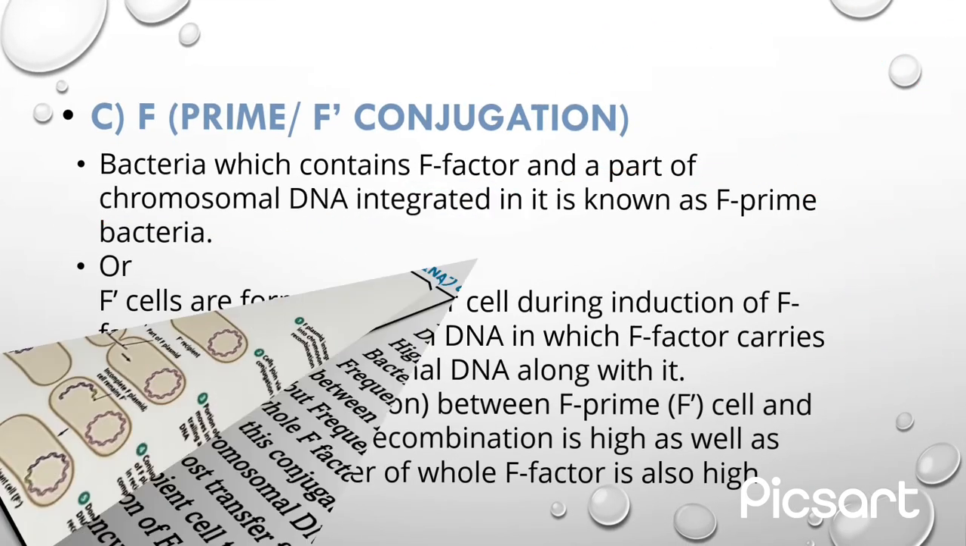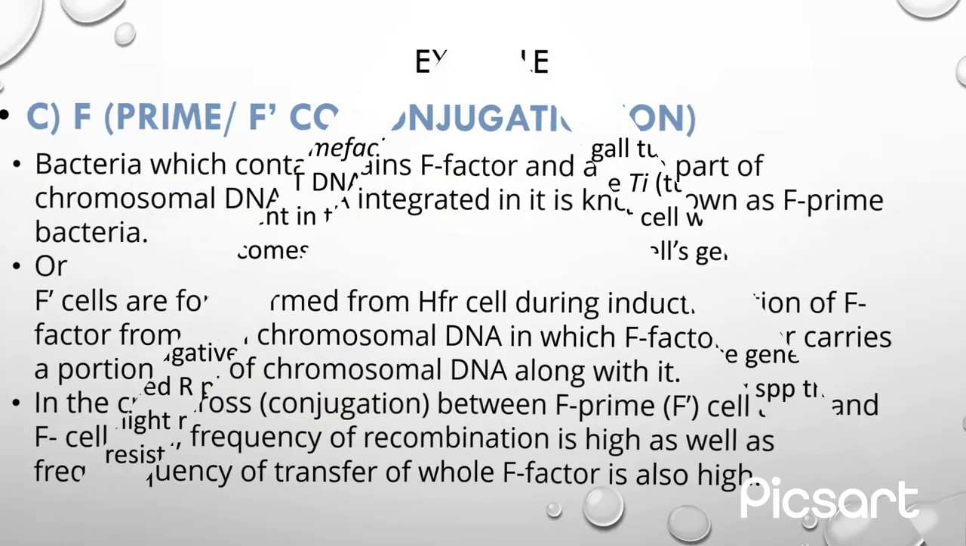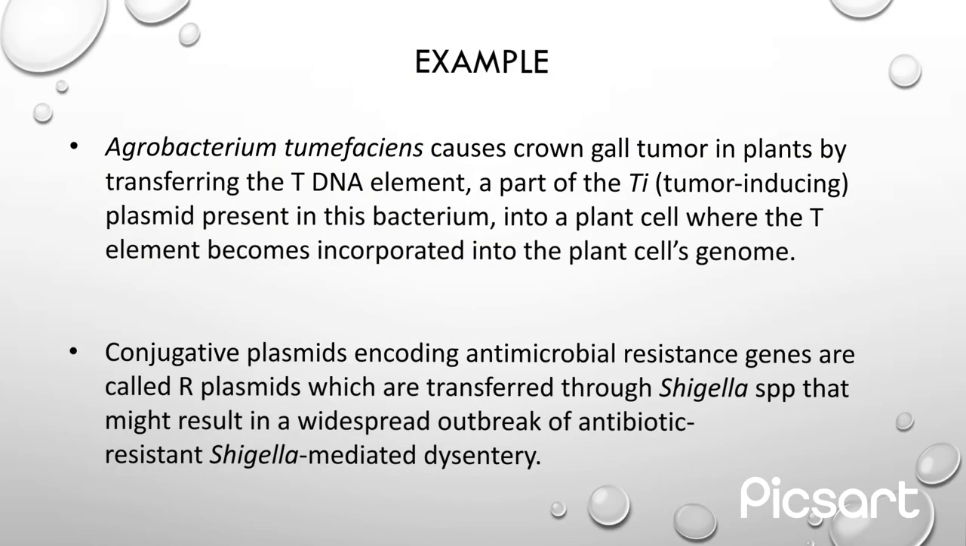So these are the three types of conjugation. Now let's see the examples of conjugation.